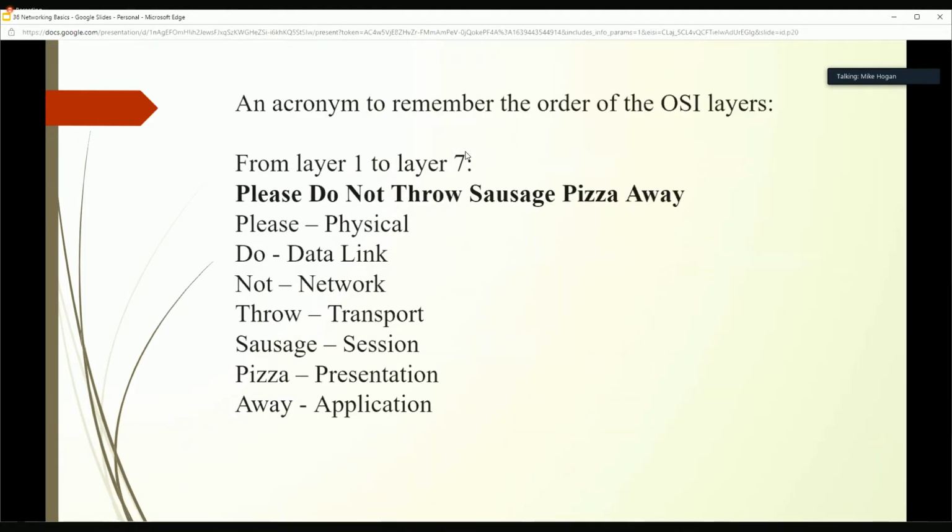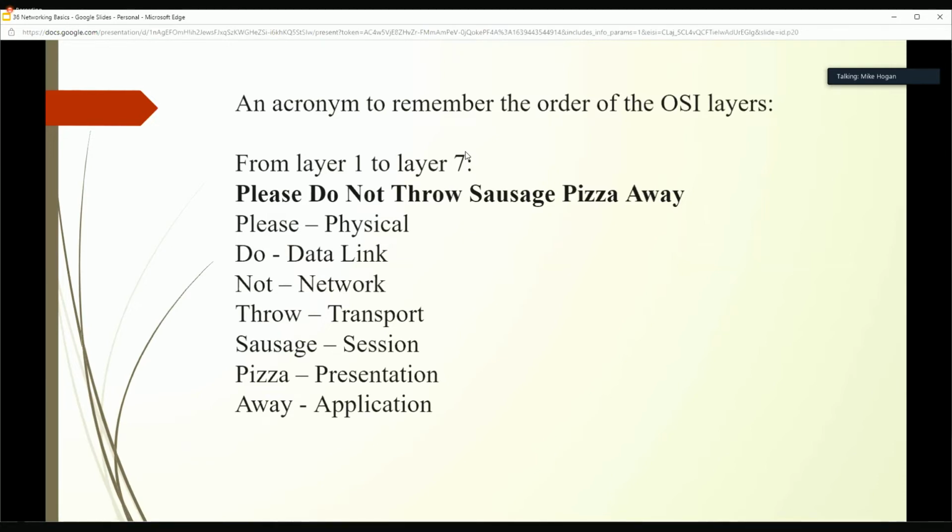A couple of acronyms that you could use, if you're trying to remember the OSI model. Some people use this: please do not throw sausage pizza away. You can see each one of those stands for physical, data link, network, transport, session, presentation, application.